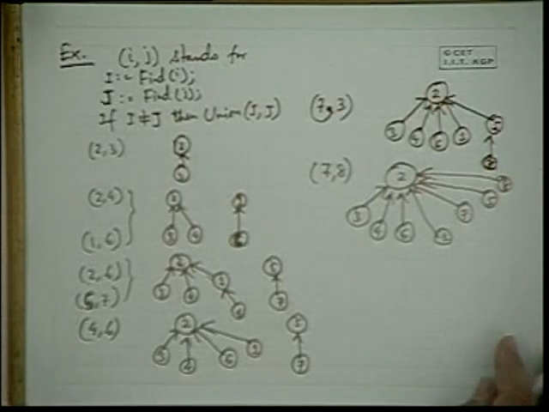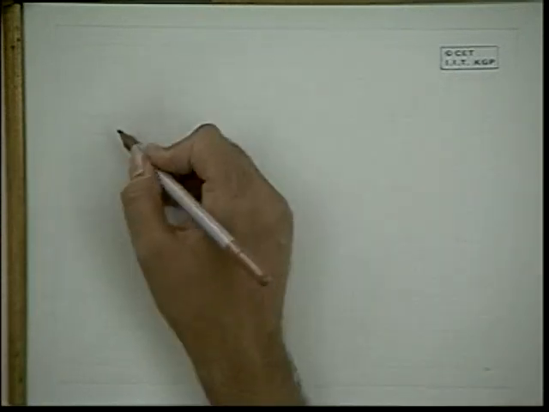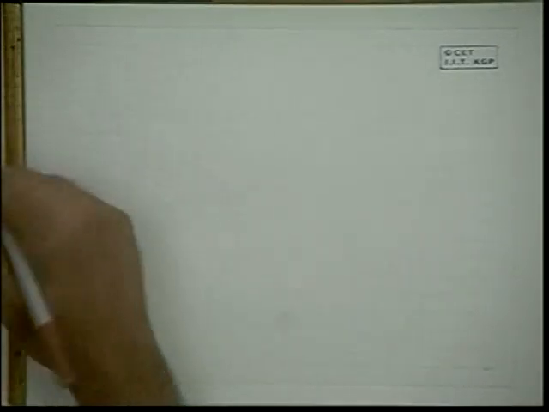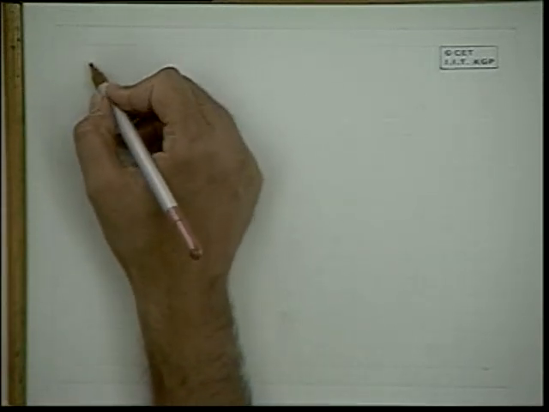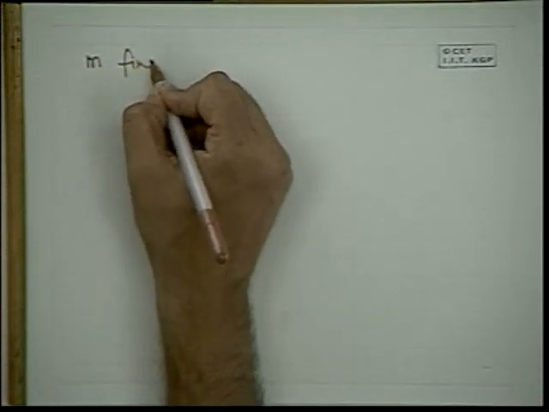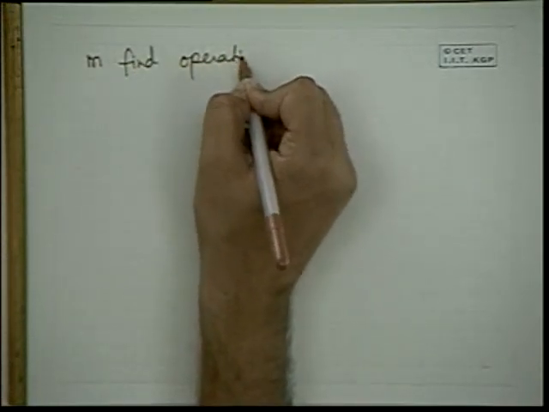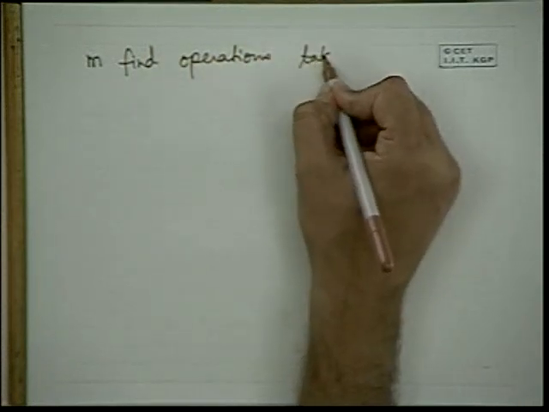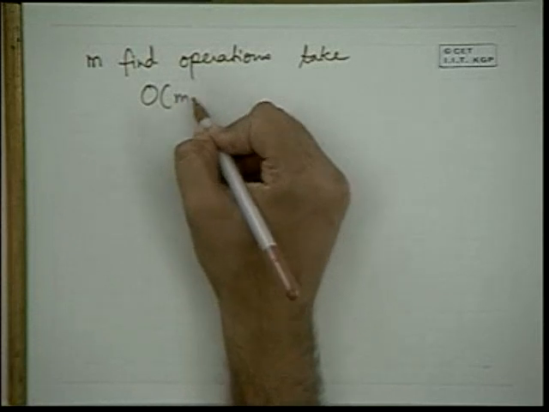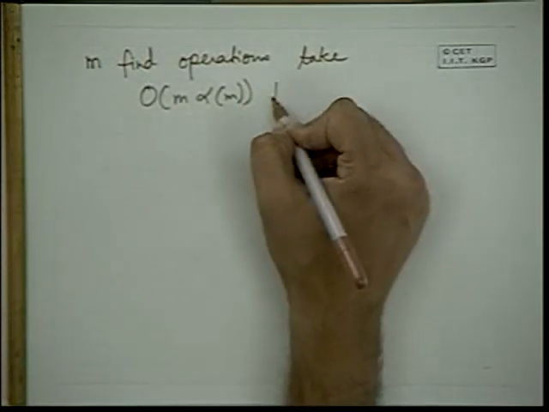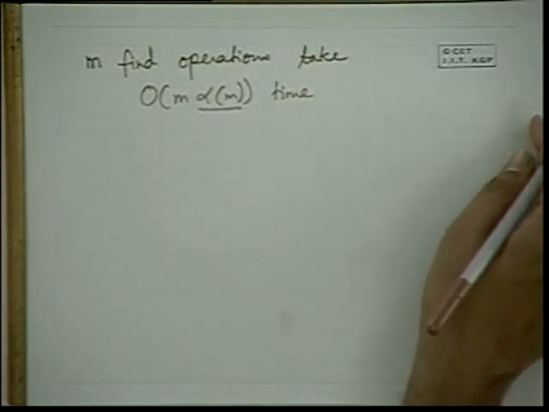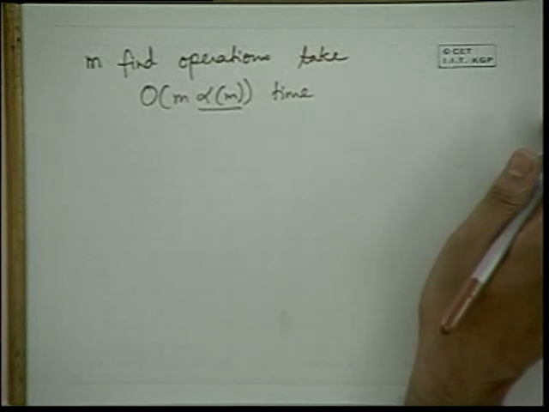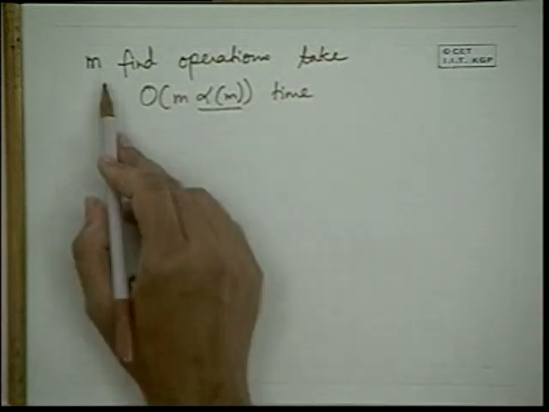And the analysis of this algorithm, I will not go over, but believe me that it takes this amount of time, and I will state something which probably you have not seen yet, some mathematical term. So m find operations in this path compression scheme take order m alpha m time, and this is something which you have not seen probably. I will explain what is an m alpha m. So m find operations take m alpha m time. So this is an amortized complexity now.